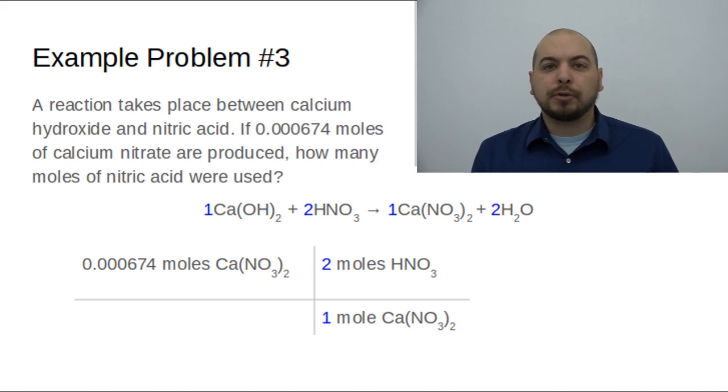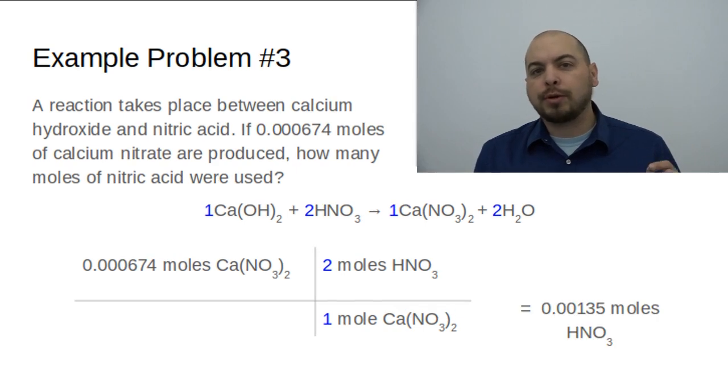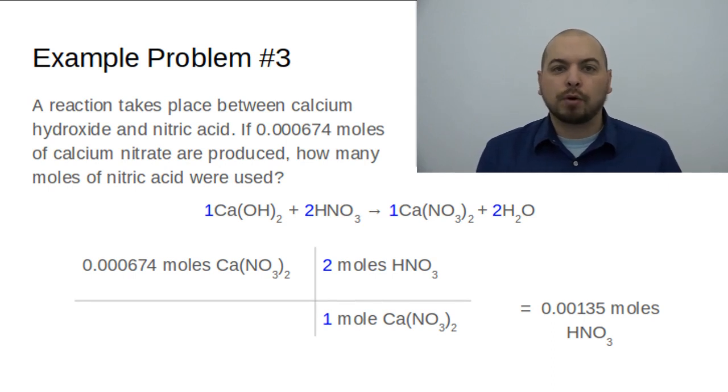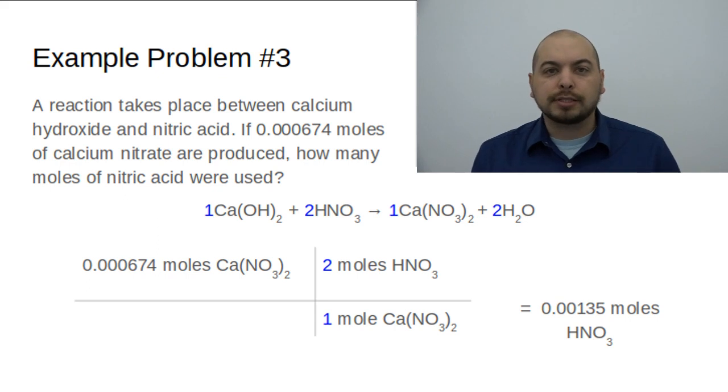This means we're effectively multiplying by a ratio of 2 over 1. This leads us to an answer of 0.00135 moles of nitric acid necessary to fully produce 0.000674 moles of our calcium nitrate.